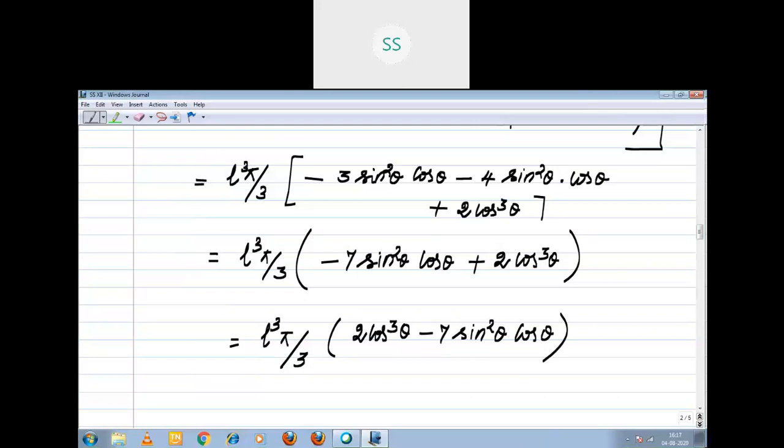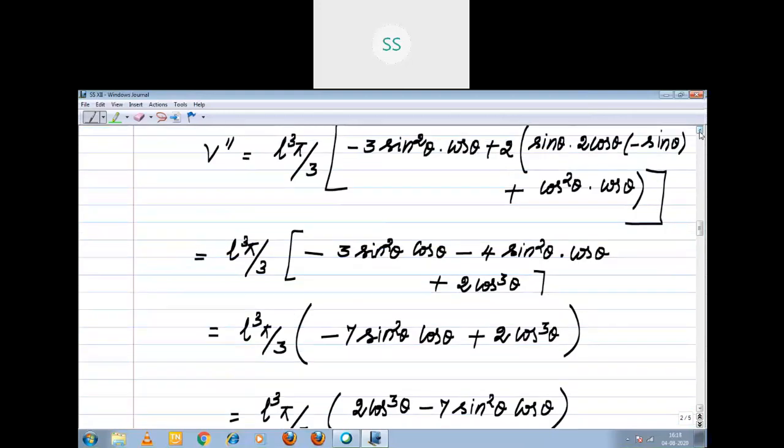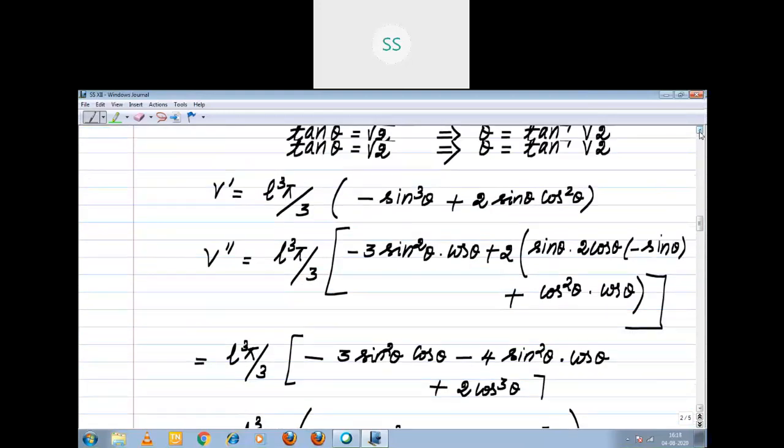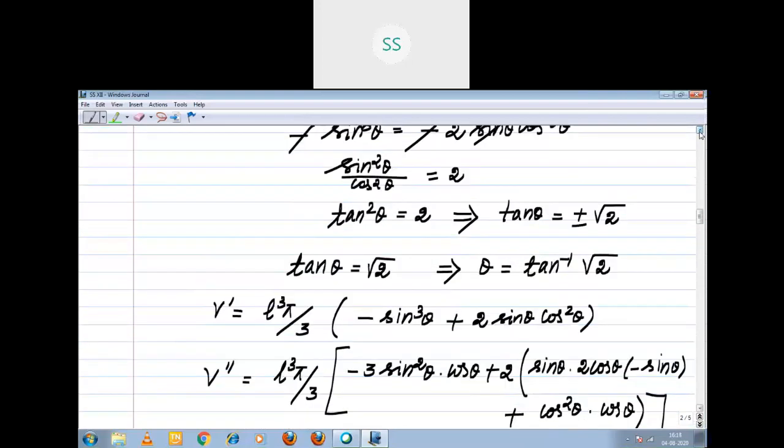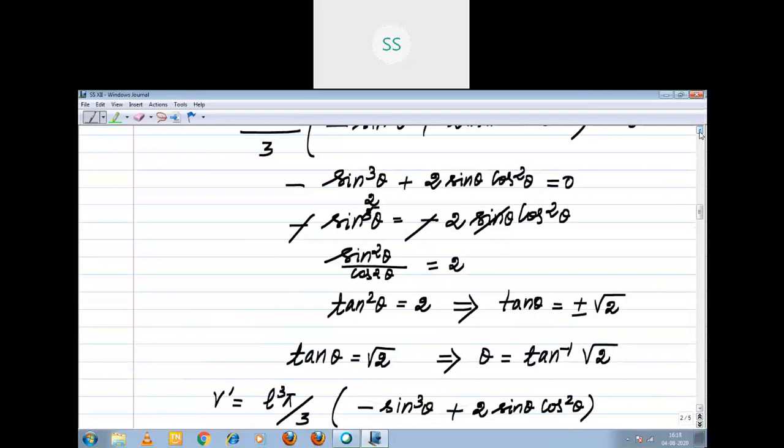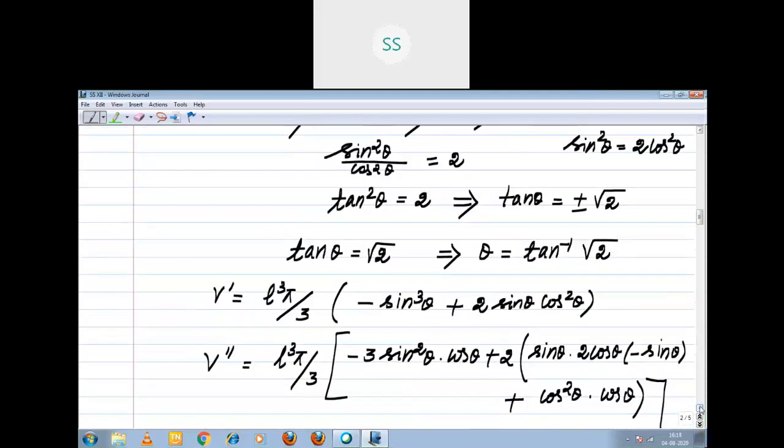Now, 7 sin square theta into cos theta can be written using the sin square value you know. Sin square theta equal to 2 cos square theta, you put here. Sin square theta equal to 2 cos square theta. That I am going to substitute in the format, the last step.